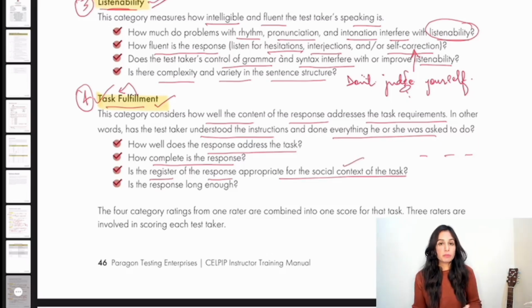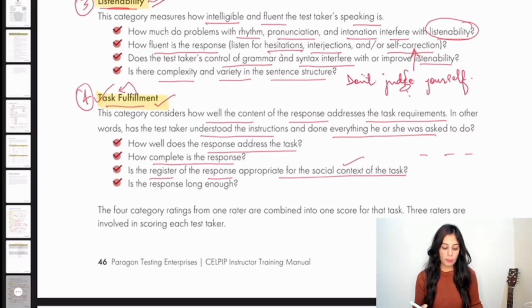So there could be multiple social contexts. It could be a school situation, it could be talking to a friend, it could be talking to a boss, it could be talking to your daughter, to your wife. And in each of the contexts, the register changes. The register basically refers to the tone, and your tone should be in accordance with the social context of the question. It could be informal, formal, and it should change depending upon the situation.